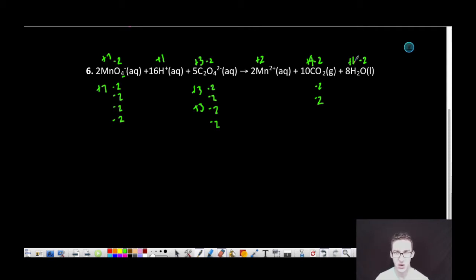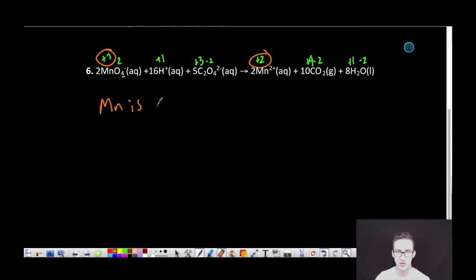Okay, now we've got to figure out what has been oxidized, what has been reduced. As we scan our oxidation numbers, manganese has gone from a +7 to a +2. That tells me that manganese is reduced. GER. It must have gained electrons to go from a +7 to a +2.